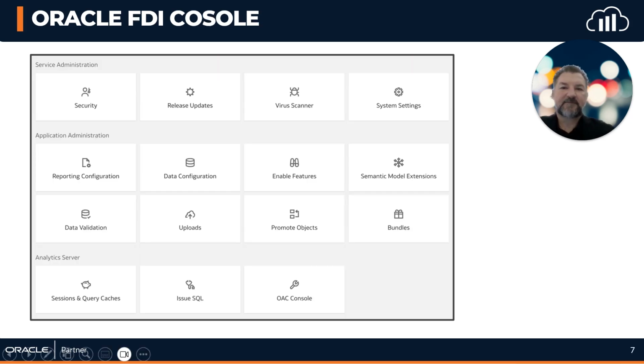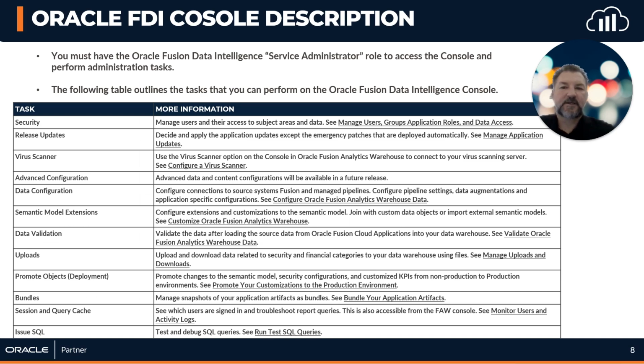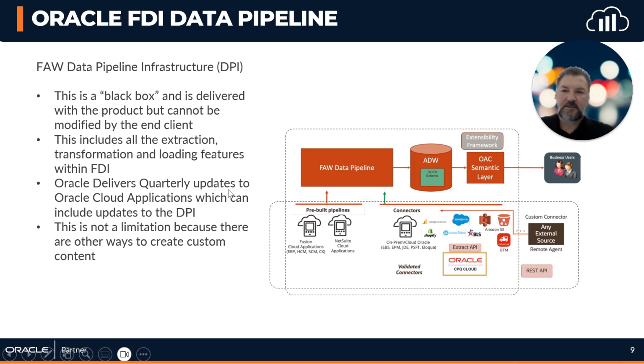This is a look at the FDI console. This is where your administrator would go in and perform these various functions. What we've created is a little matrix here. So it's got a little bit more information that tells you exactly what that feature function does on the console. And we're going to reference back to this throughout today's presentation.